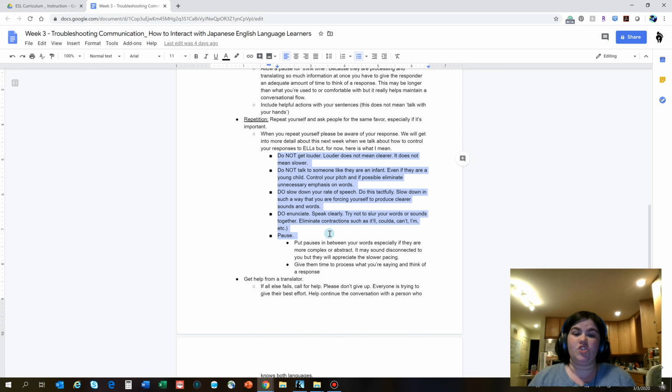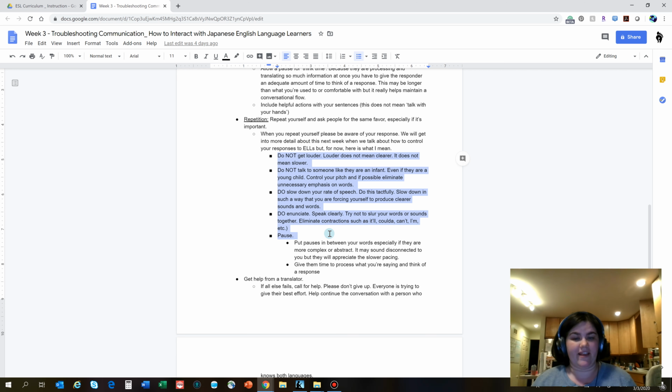So the first thing is don't get louder. Louder does not mean that you're speaking clearer, and it does not mean that you are speaking slower. If anything, it could possibly scare the person that you're trying to talk to. So just really try to stay focused and conscious of the volume of your voice.